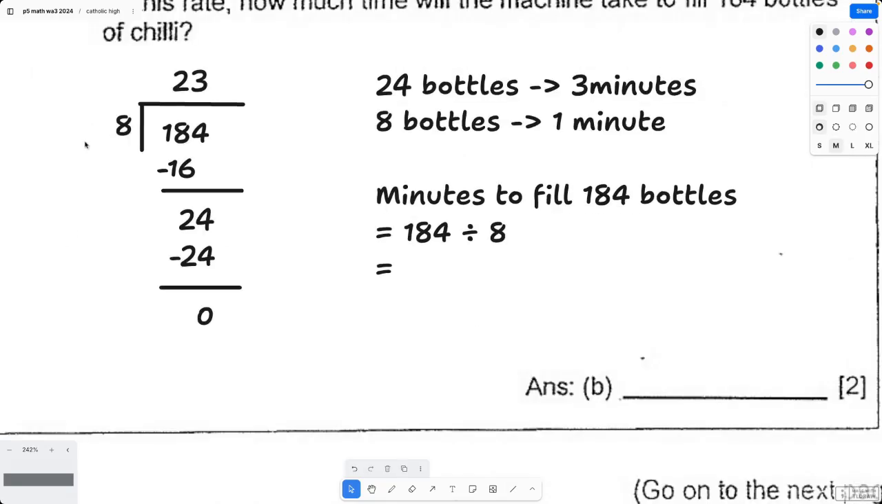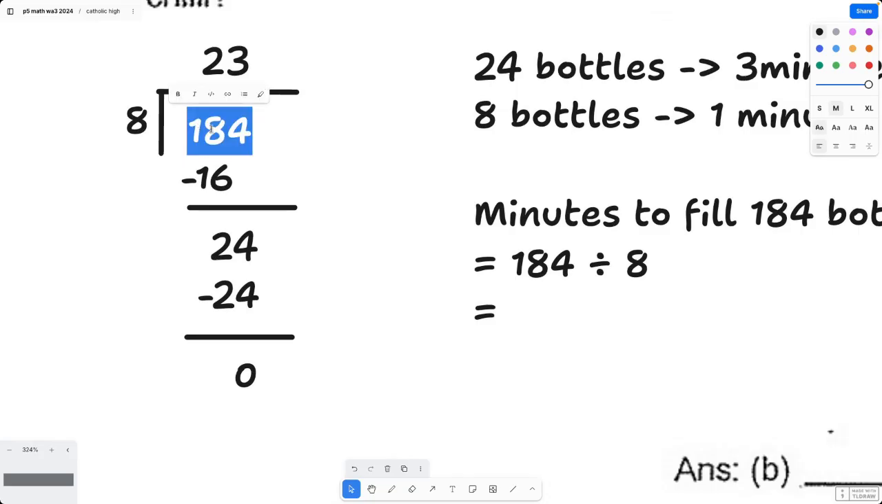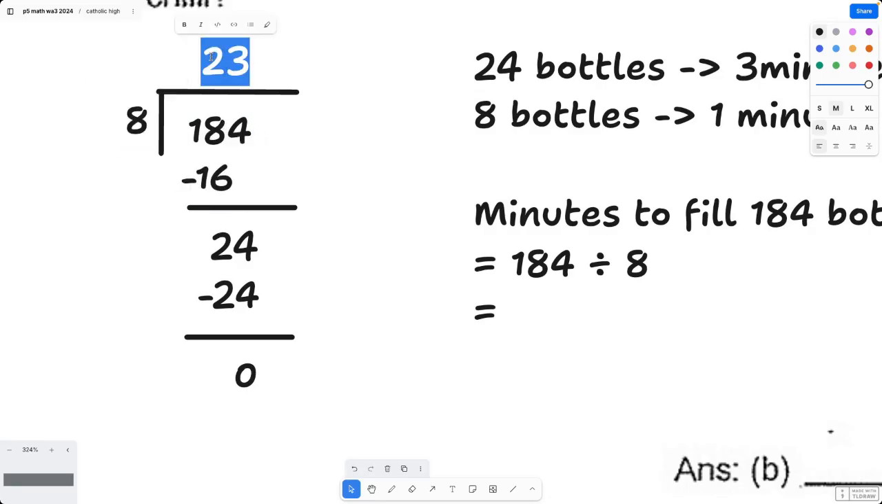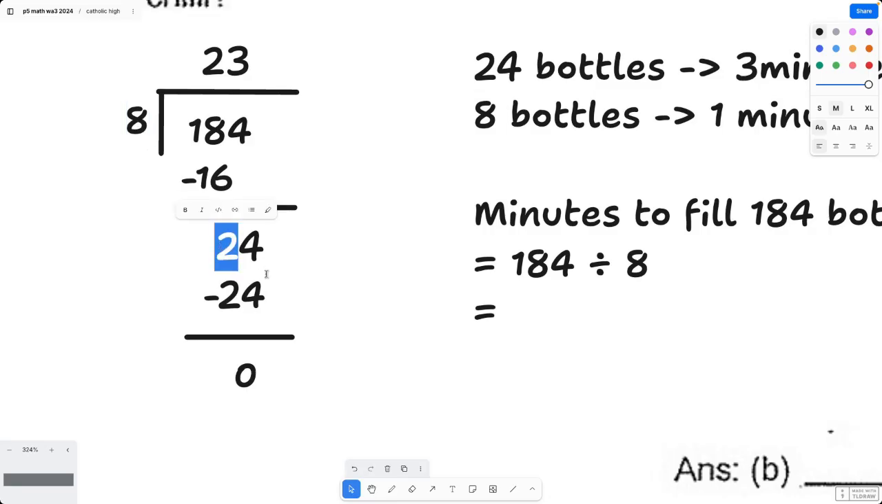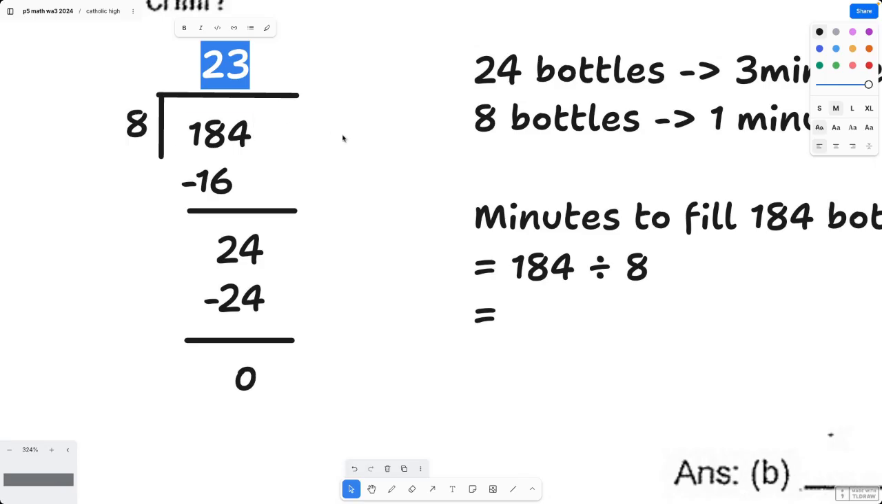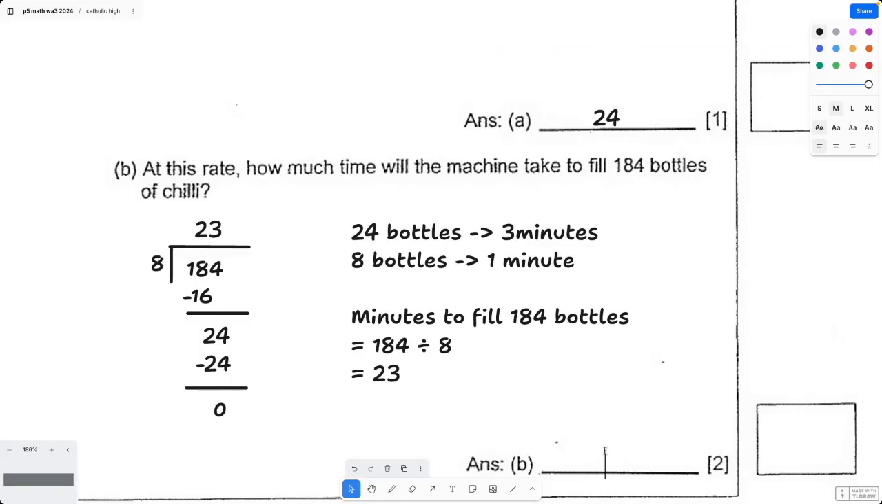All right, so this is the workings for the division. So you have 184. So you cannot have 1 minus 8. So you go for the next digit, which is 18. So that means we go to the second digit. Then we just minus 16, which is 8 times 2. And this will give us 2. So we cannot have 2 minus 8. So we bring the next number down. This will give us 24. We minus 24. So 24 is 3 times 8. So the answer to this is 184 divided by 8 is 23. So the answer to this is 23.